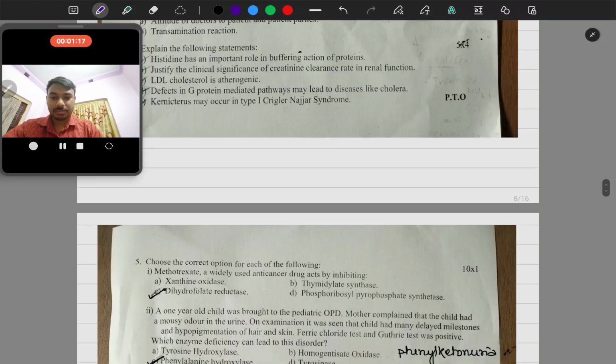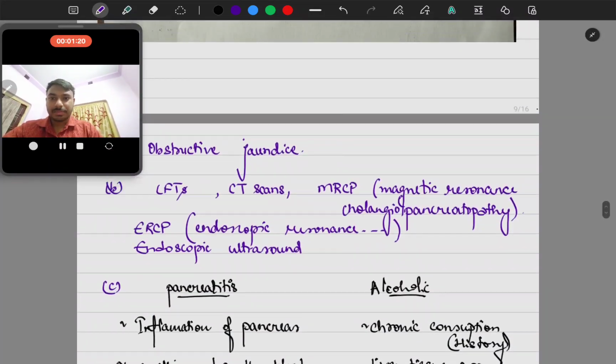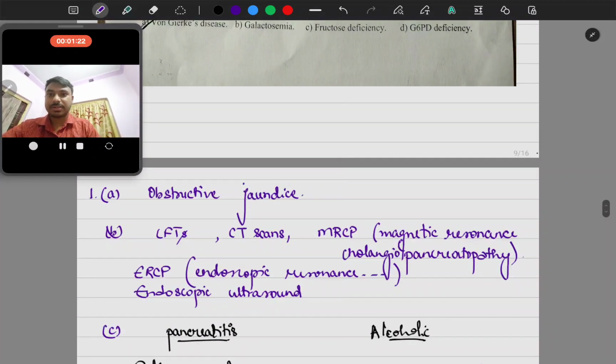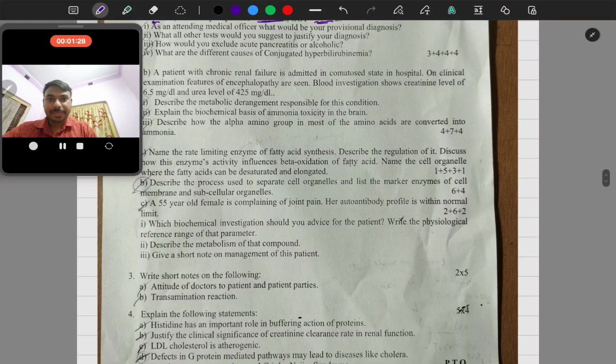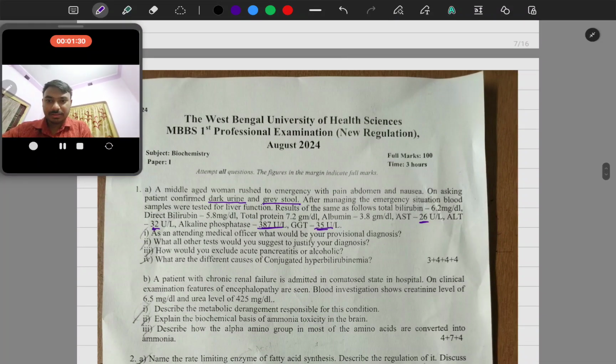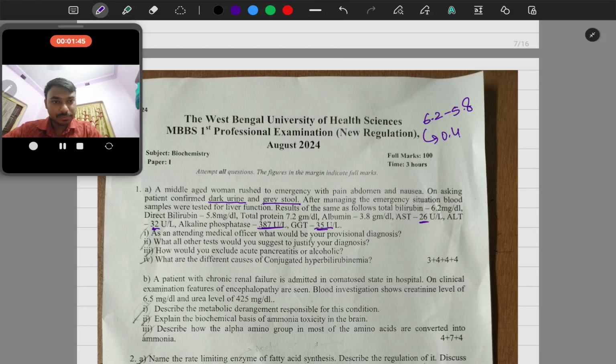So I am giving the answers here. The provisional diagnosis for the first question is obstructive jaundice. Why obstructive jaundice? Here I can see that the direct bilirubin is much higher as compared to indirect bilirubin or unconjugated bilirubin. How should I calculate it? 6.2 minus 5.8 leaves 0.4. This is the unconjugated bilirubin.